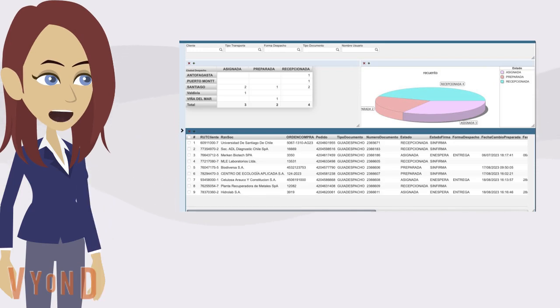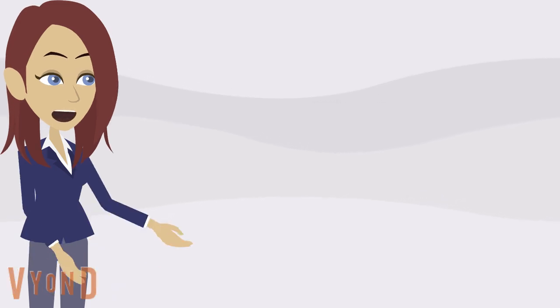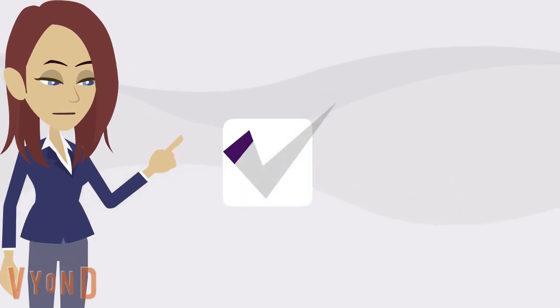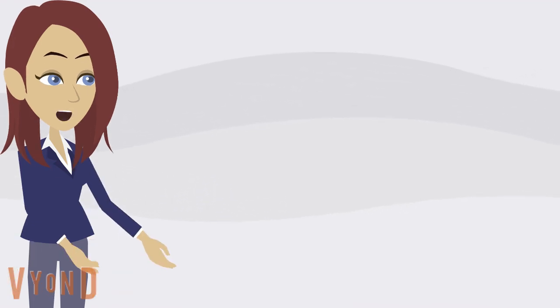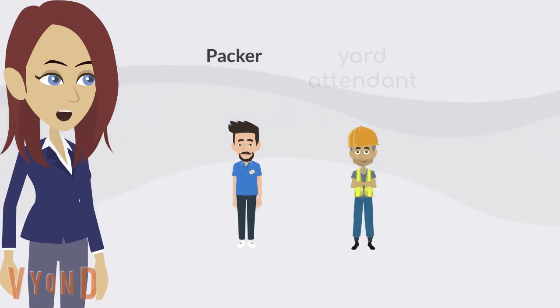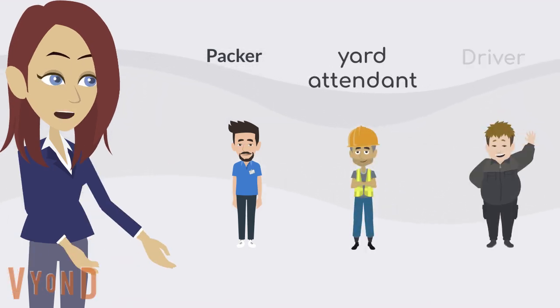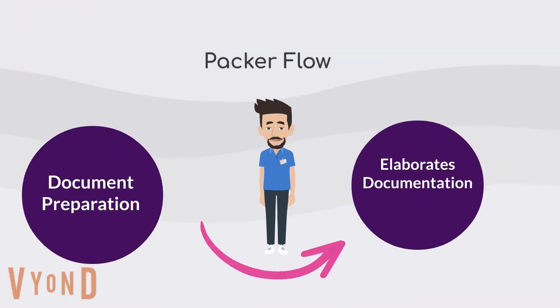This is because the Business Intelligence module is embedded in the solution and facilitates the user experience throughout the logistics process. To illustrate how our solution works, we will present an example flow. We will start by elaborating a diagram that accurately summarizes the flows executed by the various agents that interact with the application. The packer has the task of preparing the necessary documentation for the route.